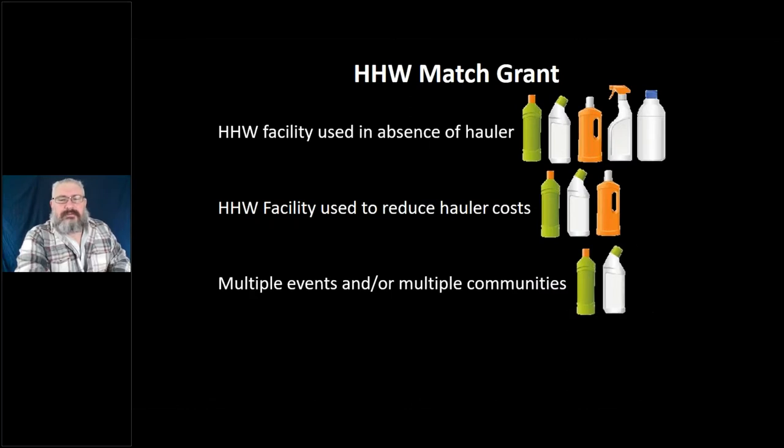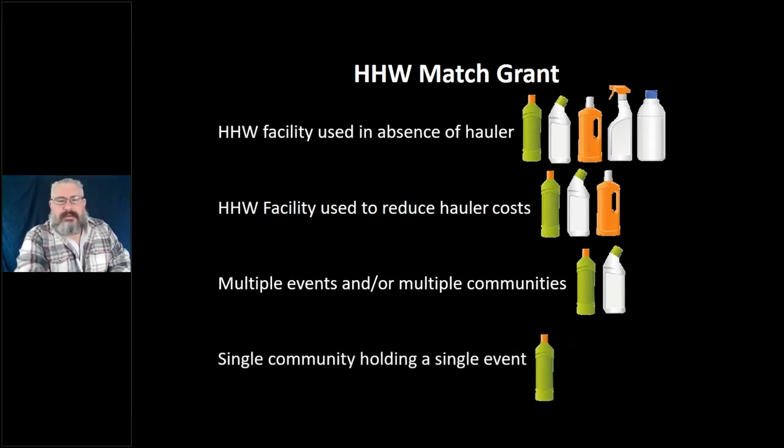The next one is a town or municipality that either invites another municipality or holds multiple events. So they might do a spring and a fall collection. And the lowest one is a single community holding one event for itself, just its own town. And usually it breaks down to about, for that single community holding one single event, about 7 cents per capita, so 7 cents per resident. Whereas the highest one, the one that's collecting in the absence of a hauler, they can get up to 25 cents per resident. So it's a big jump.